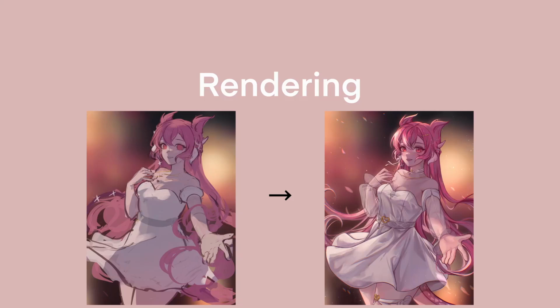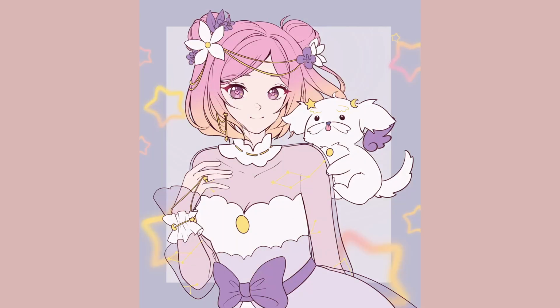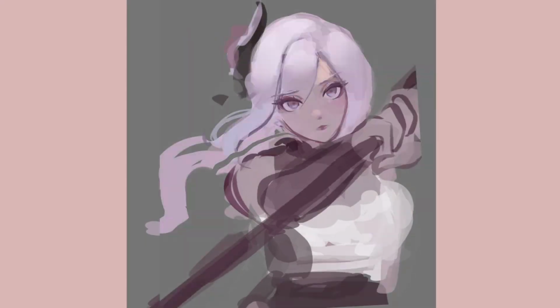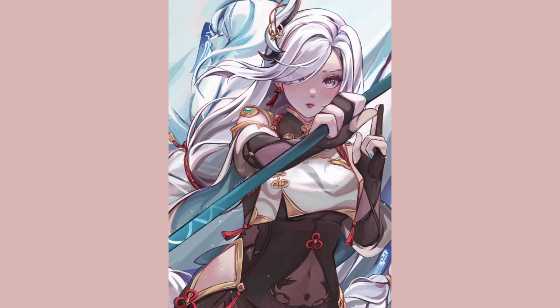Firstly, rendering is the process of turning a base into a finished and detailed piece. There are several methods to do it. If you do line art, you can block in the colors and slowly add layers of shadows and light. Or if you're painting loosely, you can start off with big shapes first, then slowly add more detail. There's really so many different techniques out there, and it all just comes down to what you like more.